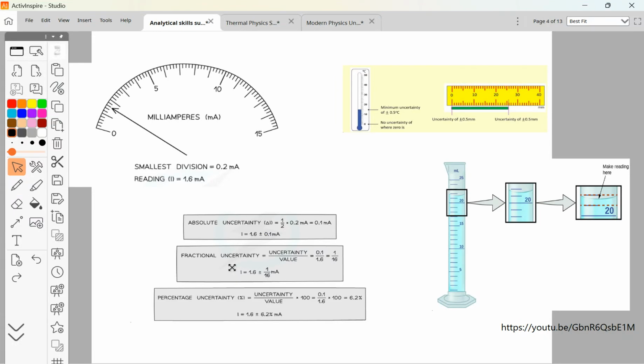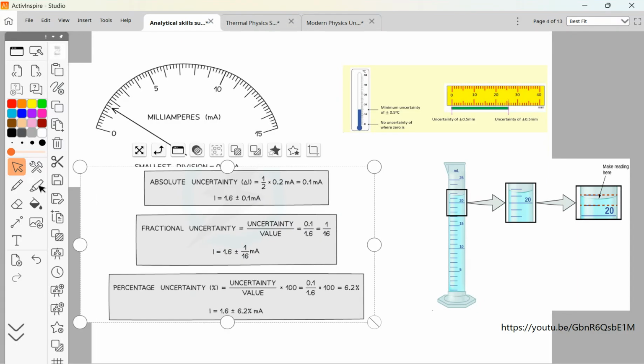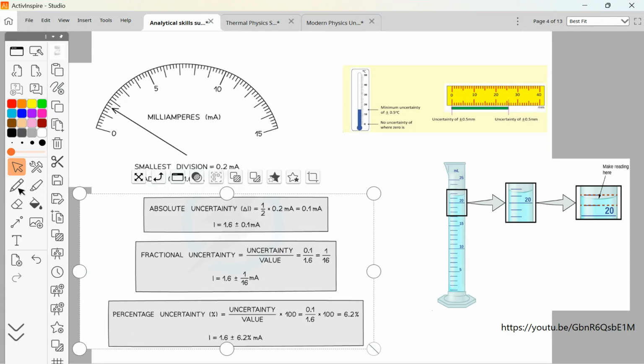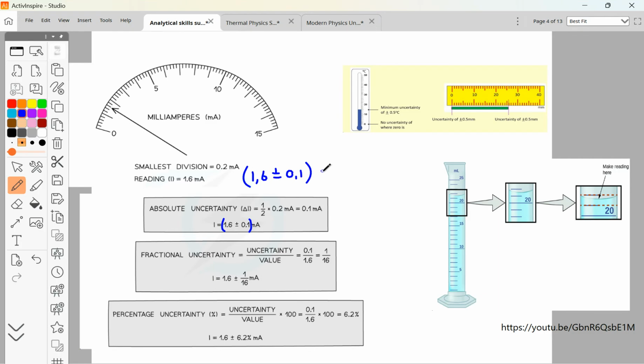Oh, very, very important. Make sure you write this properly. You're not going to put milliamps with the ampere, I should say, at the reading and at the unit. That's why I actually like putting the brackets. So I would like to say 1,6 plus or minus 0,1, and the unit for all of that is milliampere. So when you have powers of 10, you would also do that.